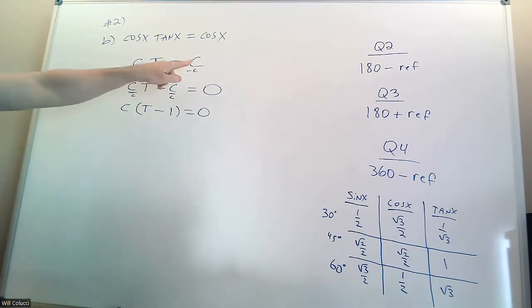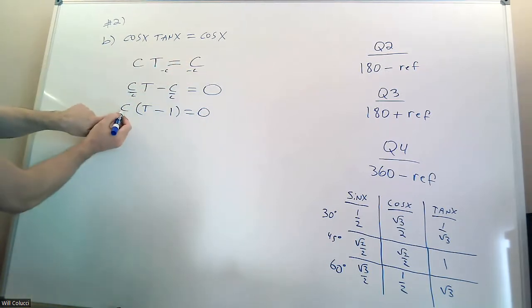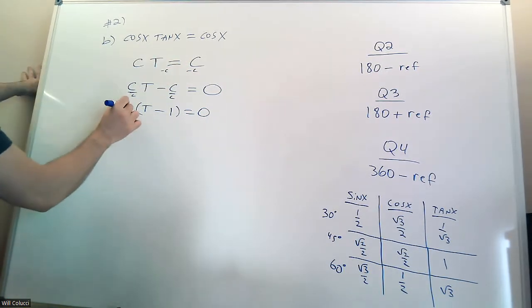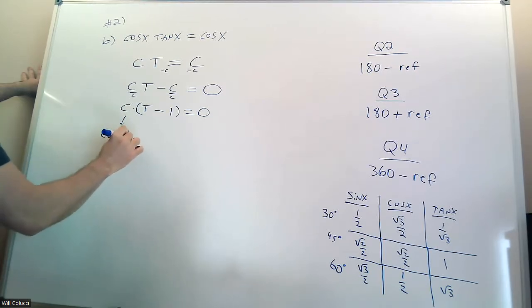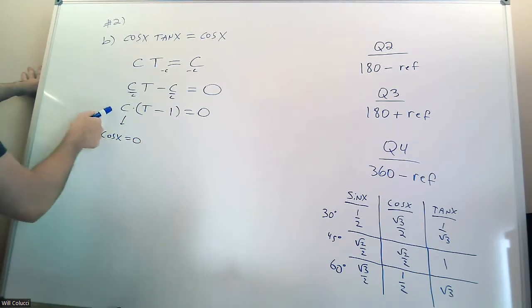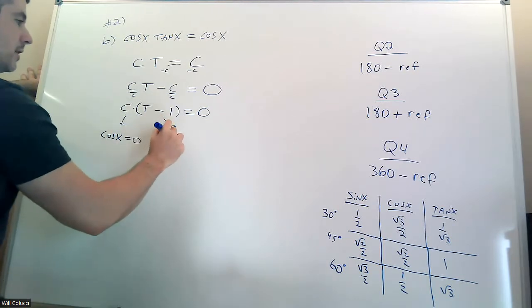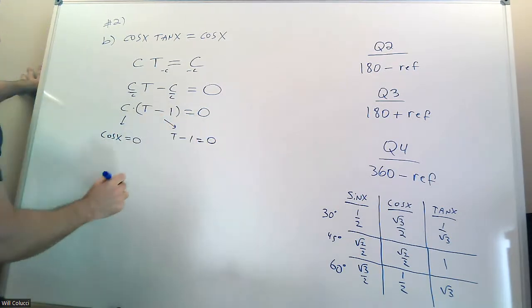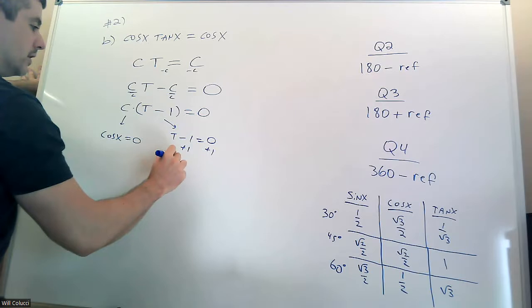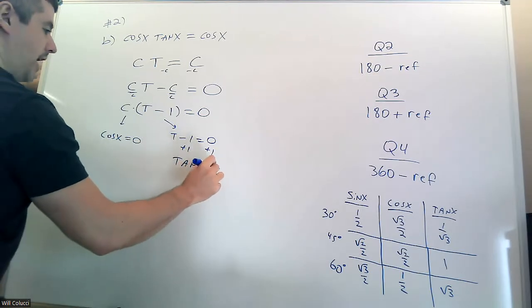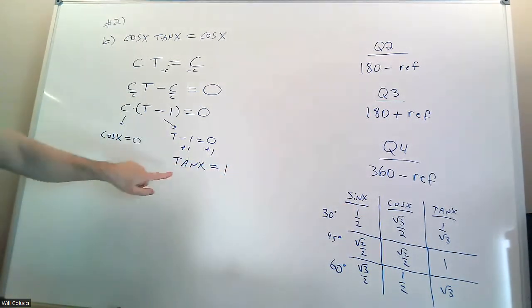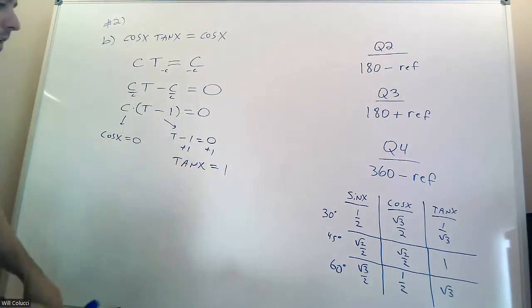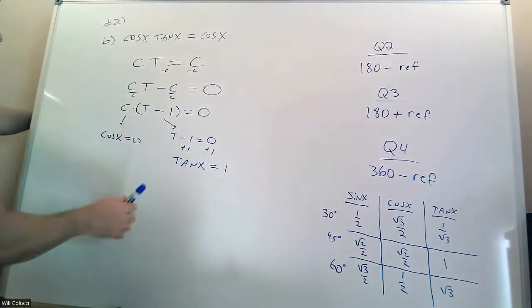All right, so you set it equal to 0. You factor out the cosine into the front, the C. Now, if the product of two things is 0, then one of them must be 0. Either this one is 0, remember the C is cosine, or the T minus 1 is 0. Again, if you add 1 over, you get that the tangent of the angle X is 1. So I'm looking for angles that make a 0 for cosine. Not there. I'm looking for angles that make a 1 for tan. I'll do that one first then.